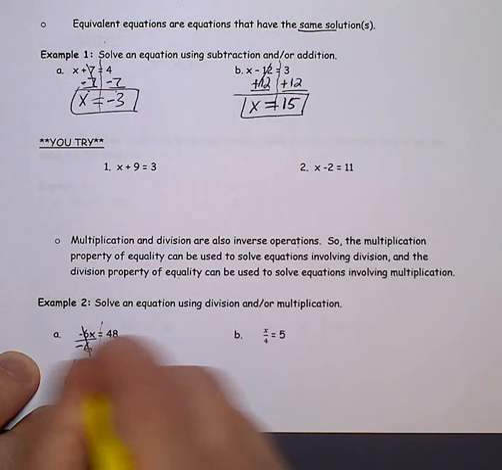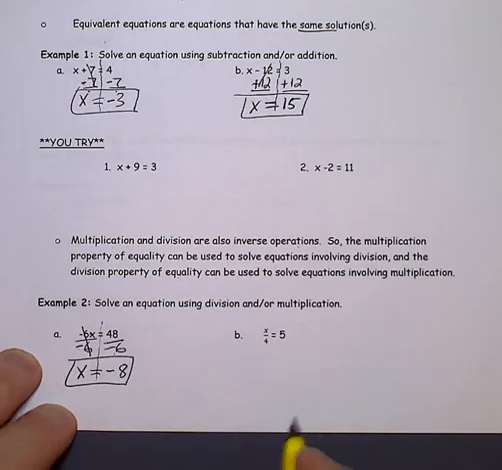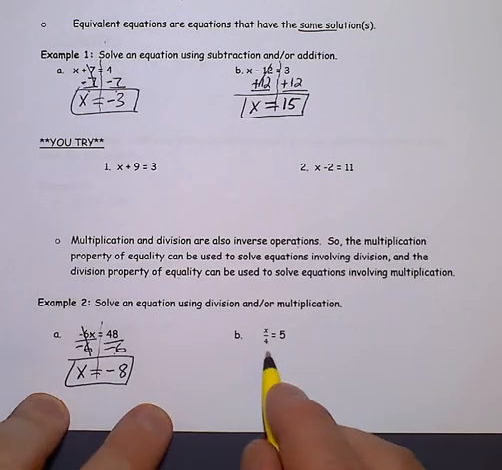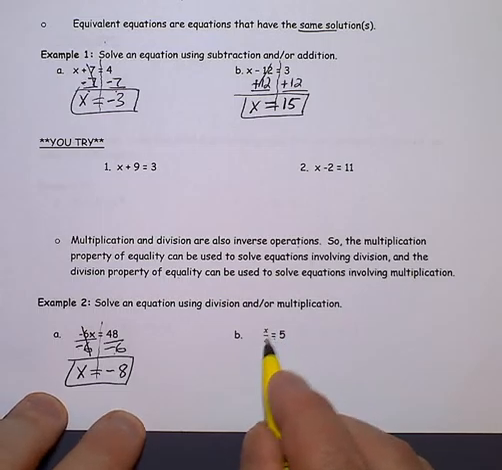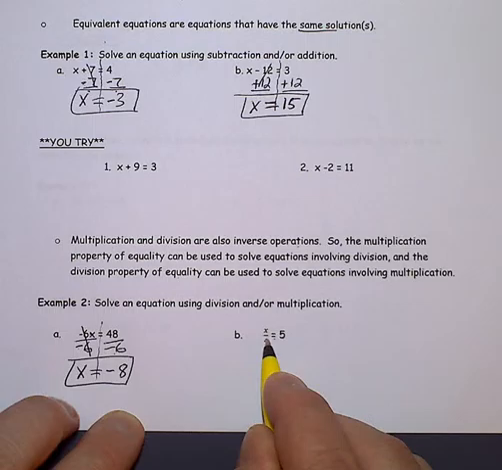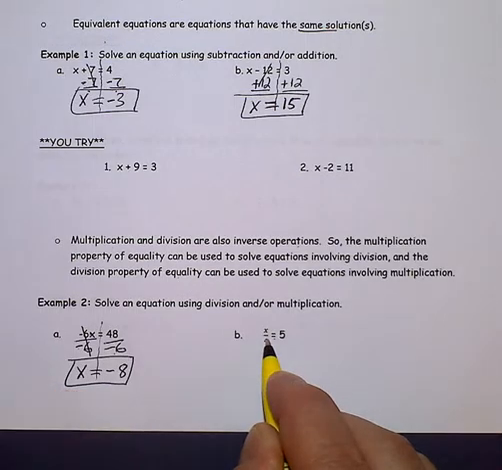Okay, so let's look at B. x over 4 equals 5. I have to get x by itself. What's happening to the x? Well, it's a fraction, but it's really dividing. Whenever you see a fraction, it means division. So x is being divided by 4. So how do I do that? I'm going to multiply.